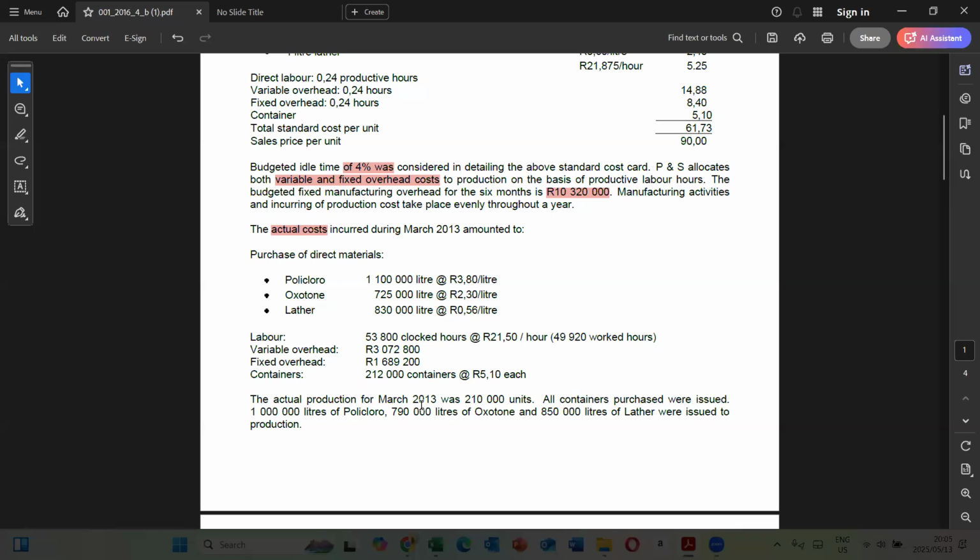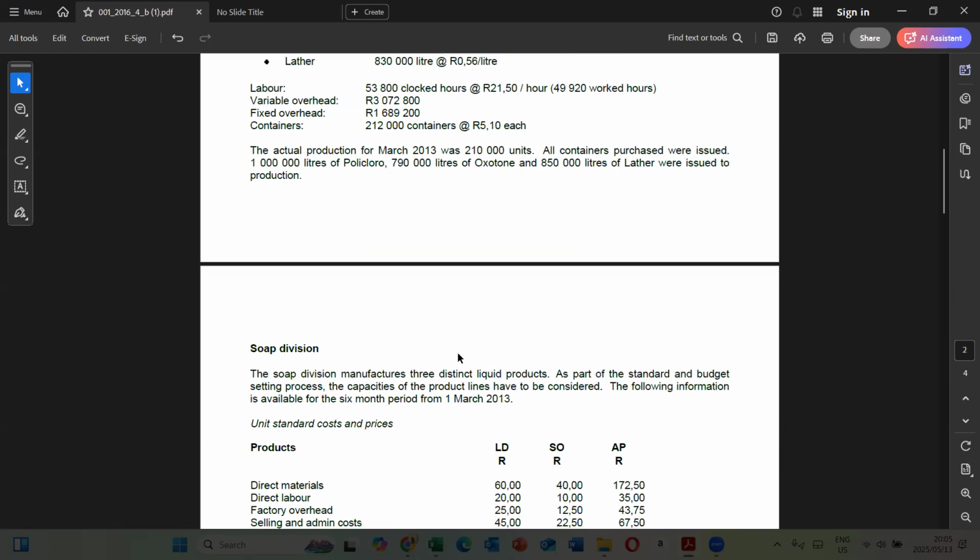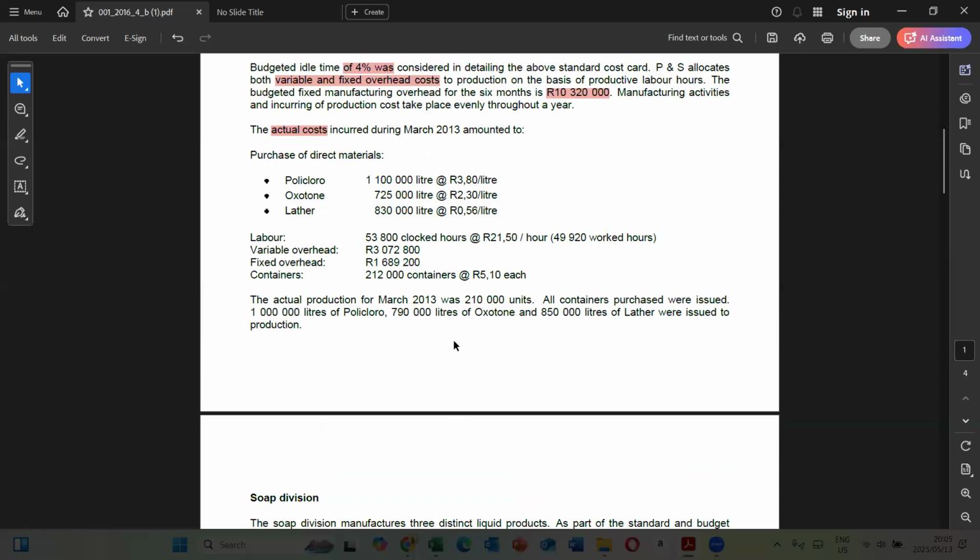The actual production for March 2013 was 210 units of containers. Of the material purchased, 1 million liters of polychloro, 790 liters of oxytocin and 850 liters of leather were issued to production. So in terms of this, this is the information that we have. Let's quickly look into it and see.